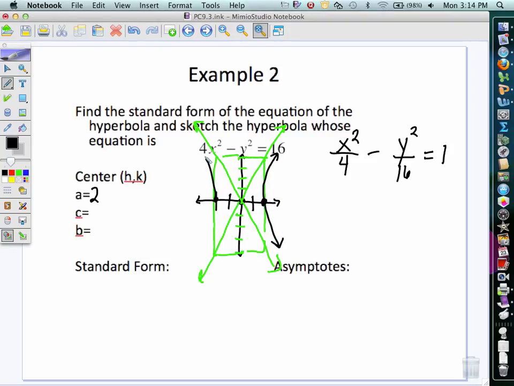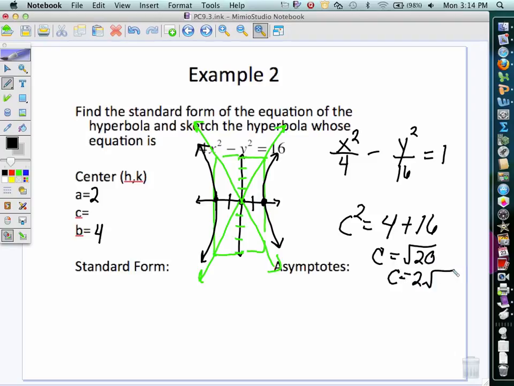So now I can draw my hyperbola, here, each side. Okay, there's the drawing of it. Now let's label some of these parts. I know that a is 2, and b is the square root of 16, which is 4. I can find c because c squared equals a squared plus b squared. So c would equal the square root of 20. c is 2 square roots of 5.